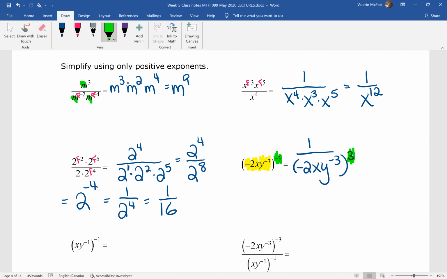Now we're going to use that power of a product rule that tells us that that 3 applies to every factor inside the brackets. So we have 1 over negative 2 cubed, x cubed. And remember, we're multiplying exponents here. This will give us y to the power of negative 9. This negative exponent tells me I need to flip that back up to the numerator.